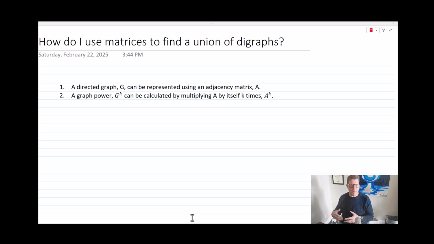In order to do that, we want to recall a couple of things that we've learned before. One, that we have a directed graph G, and that can be represented using an adjacency matrix, which we're going to call A. And secondly, a graph power, which is G to the K, which is essentially G composed with itself several times, can be calculated by multiplying A, the adjacency matrix, by itself K times. And we're going to represent that as A to the K.